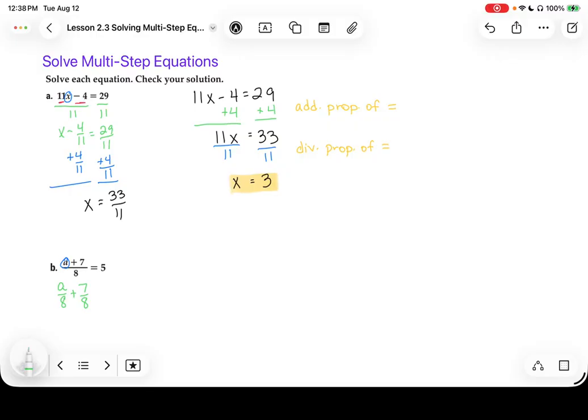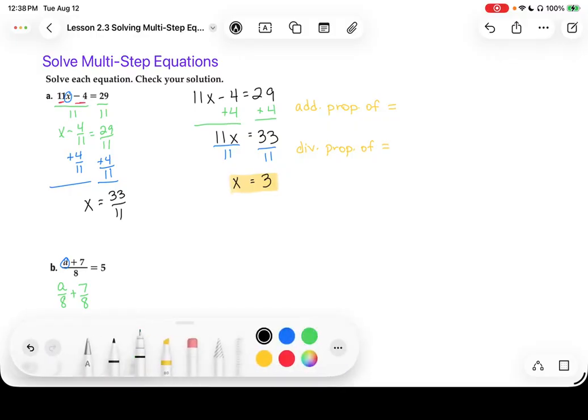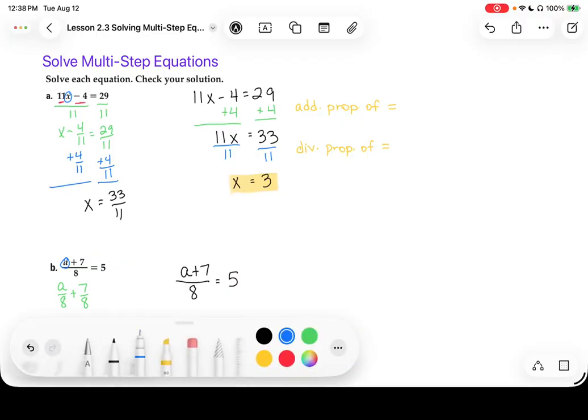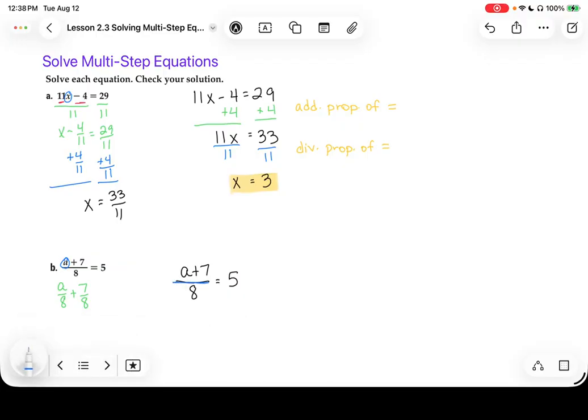So because the problem is written as a fraction, I'm already dealing with fractions right from the get-go. So my strategy here is going to be, is there something I can do right at the beginning so that I am not dealing with a fraction? And the answer actually is yes, there is something I can do to eliminate the fraction. See how I've got this line right here with the 8 on the bottom? Well, a fraction line is just another way of writing division. This is a plus 7 divided by 8. And so if I multiply this by 8, what will happen is the 8's will cancel, and I'll be left with just a plus 7.